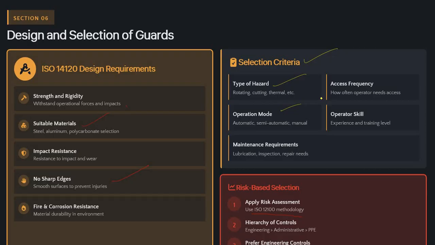First is hazard and access frequency: how many times we are exposed to that hazard. And also operation mode, automatic, semi-automatic, or manual, and operator skill, and maintenance requirement. So these are all the things we need to consider when selecting machine guarding. Apart from this, there is the assessment we will do, and the hierarchy of controls, preferring engineering controls and physical guards over procedure. This thing has to be done. It's got clear.